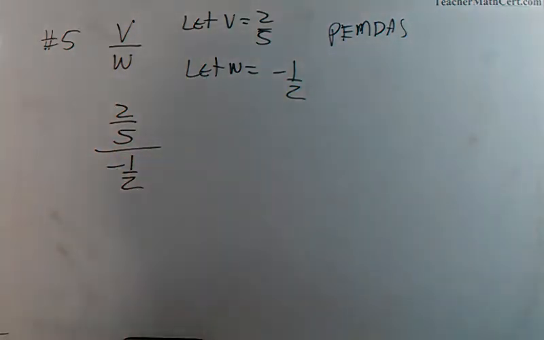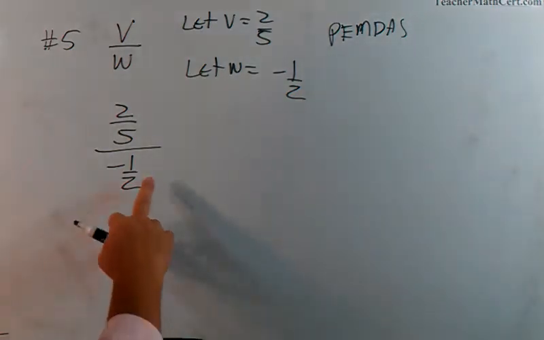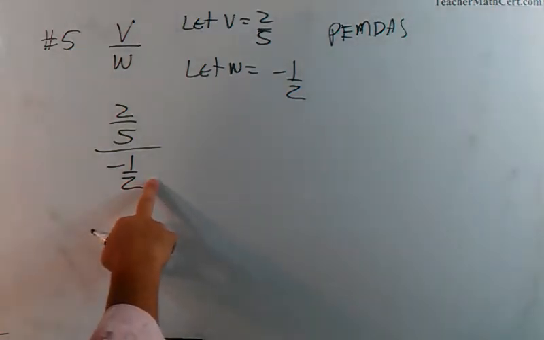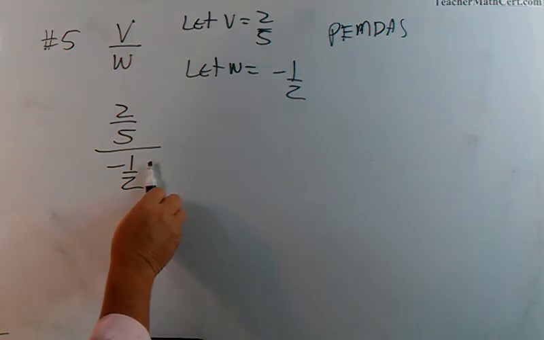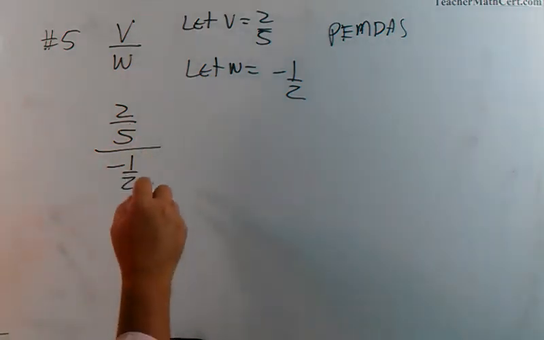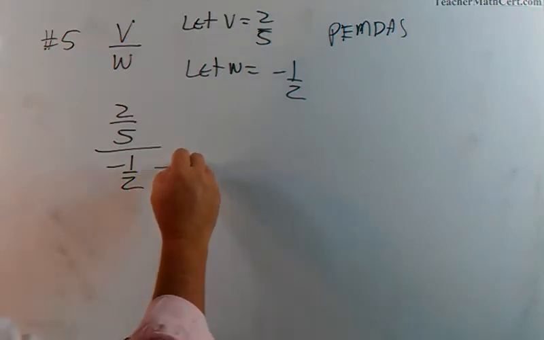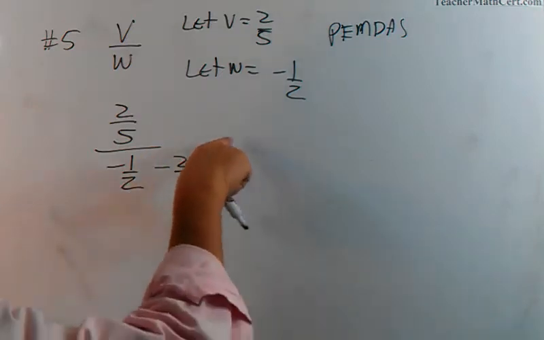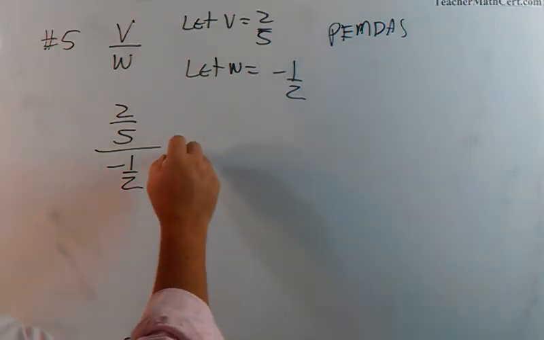This is a complex fraction. What are the rules for division of a complex fraction? You invert the denominator and you create a multiplication problem. So we're going to invert this. It's going to be negative what? 2 over 1. And then we're going to multiply it times the numerator.